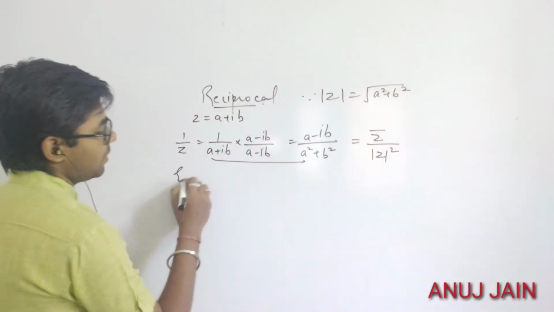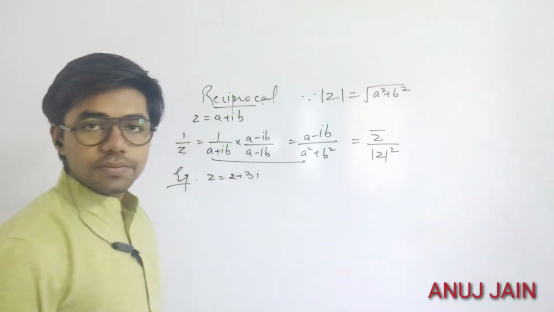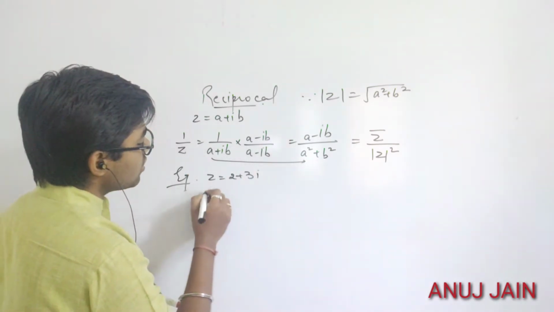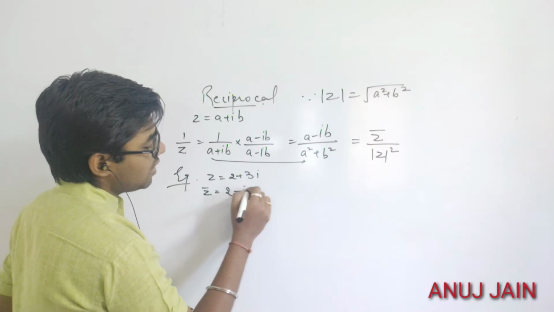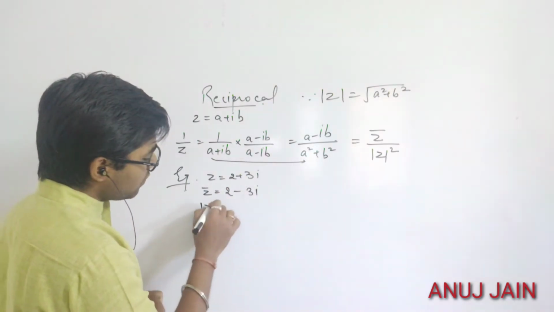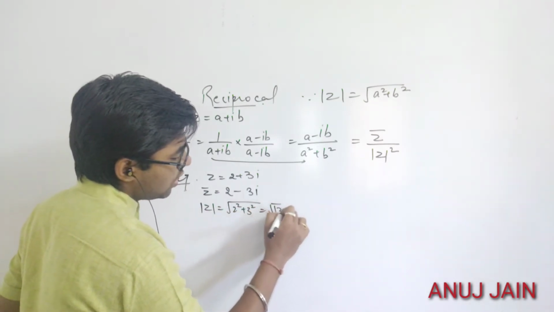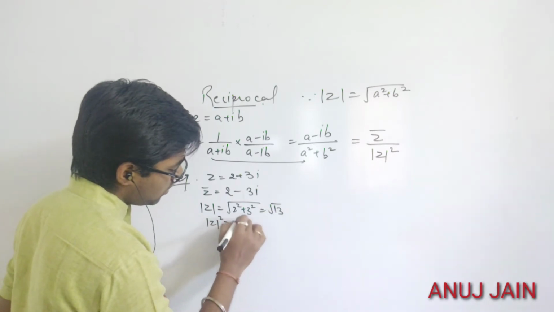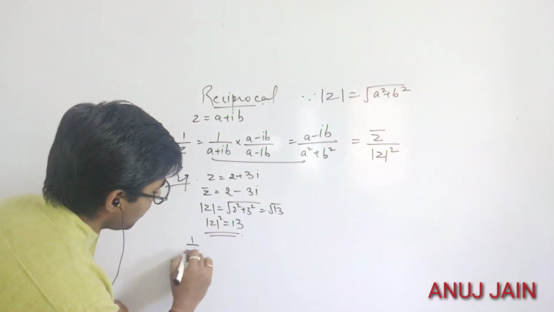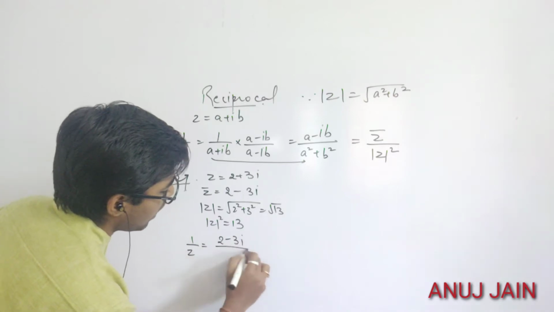Let's have a look at an example. Suppose z is equal to 2 plus 3i. Then what is z bar? I am going to verify the formula. First let me see what is z bar. Z bar is 2 minus 3i. Modulus of z is root of 2 square plus 3 square, which is root 13. Then modulus of z square is 13. Okay, so what I get is 1 by z is equal to z bar, which is 2 minus 3i, by 13.